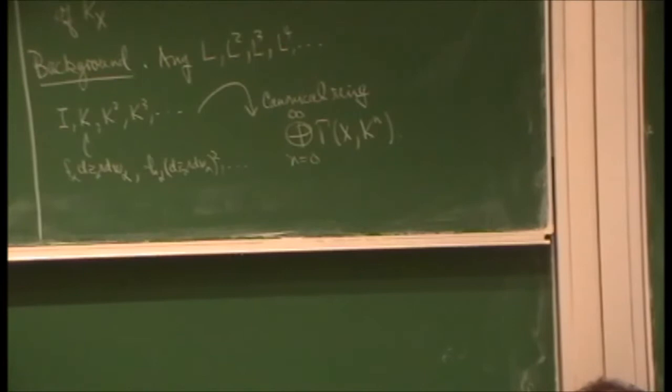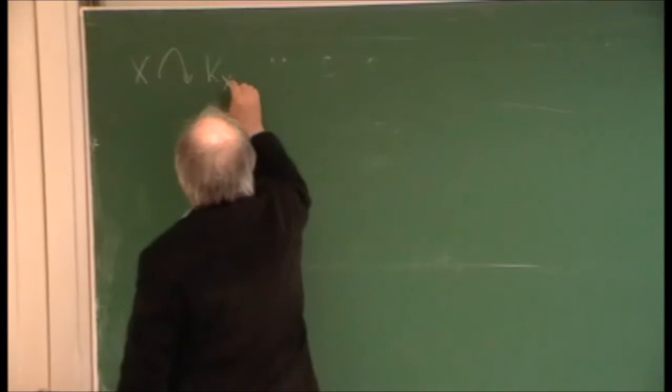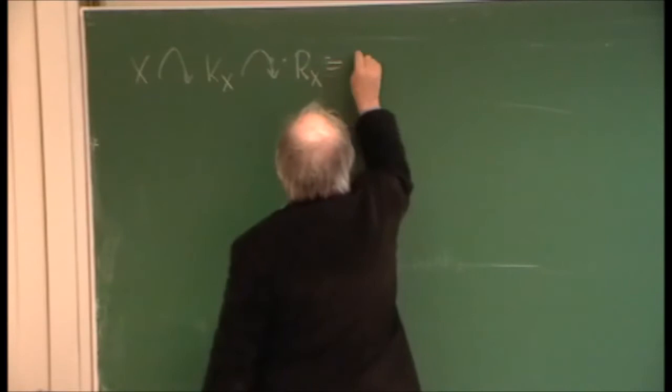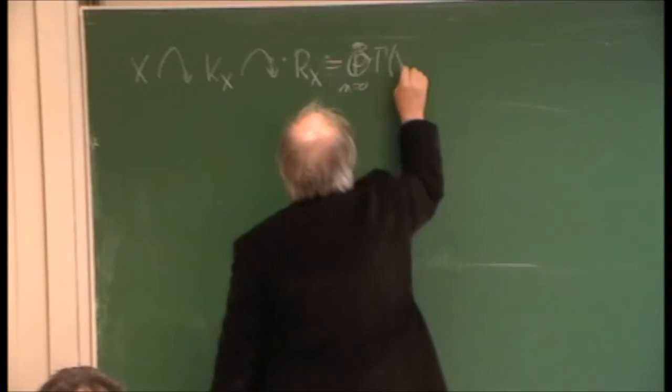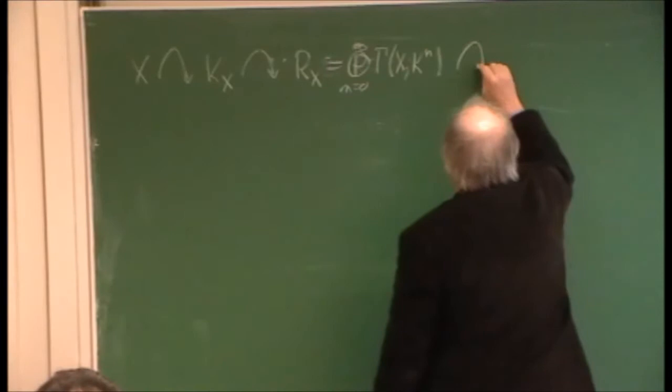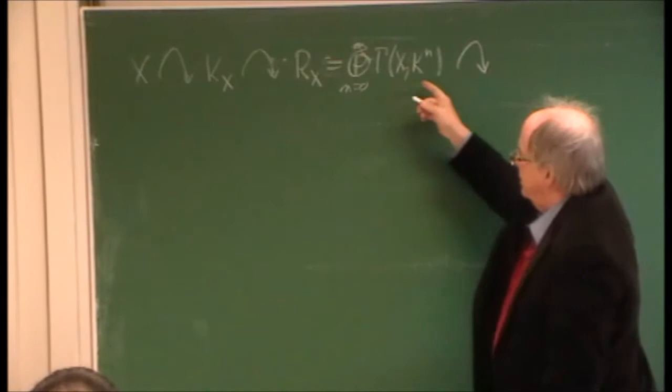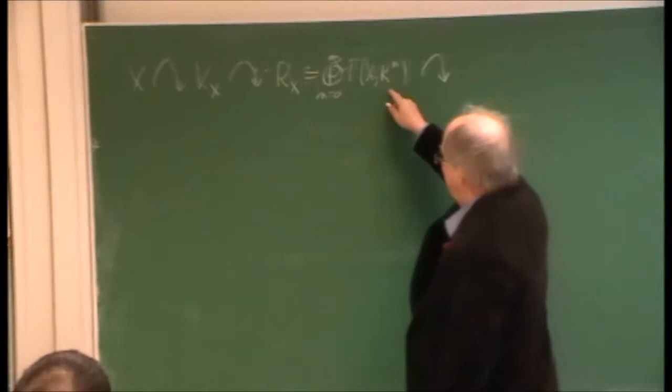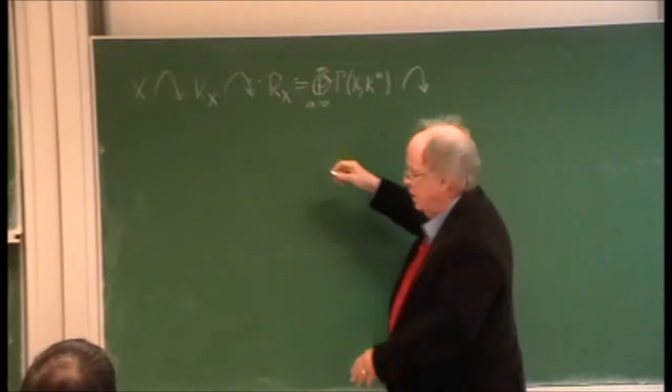But once you, so what do you have? You have X. Once you have X, you have the canonical bundle of X. Once you have the canonical bundle of X, you have the canonical ring of X, which is this thing. And once you have this, you have the quotient field of the canonical ring. Now, this thing is of course graded, and it does not make any sense at all to take the quotient of something in level n with something in level m, because it's a graded ring. You see it. So this is the graded quotient field of this thing.